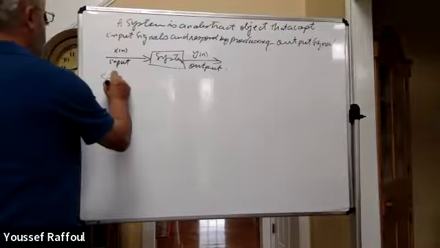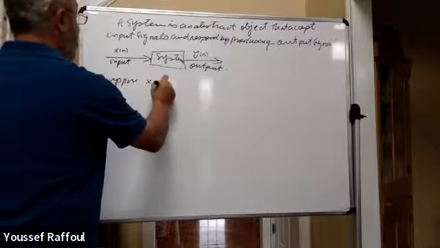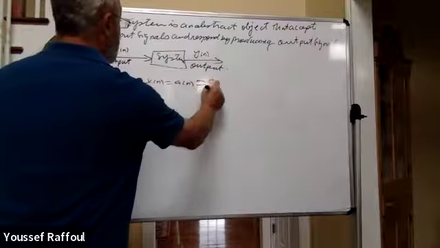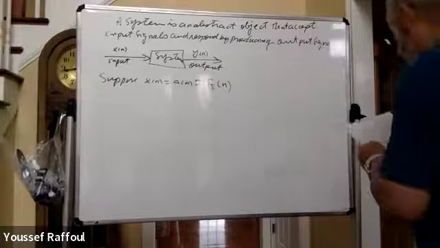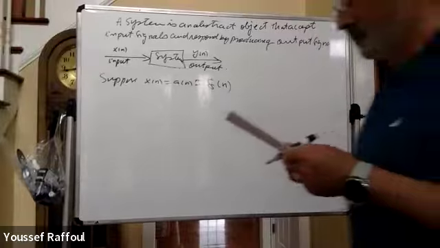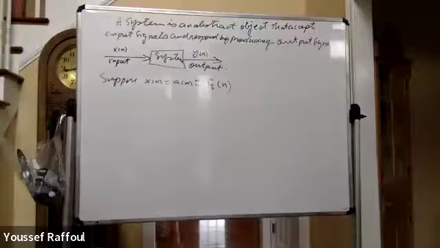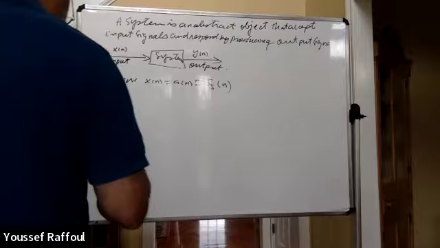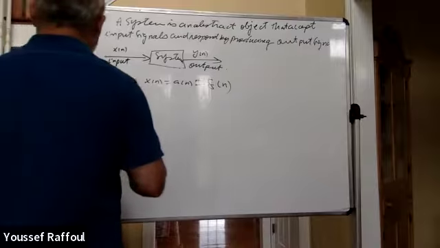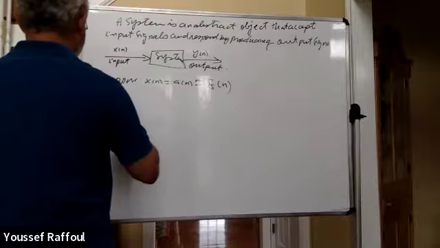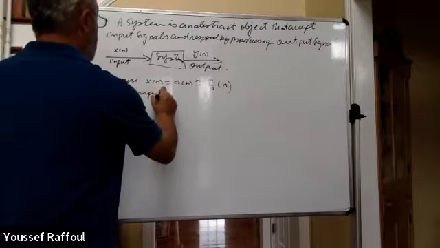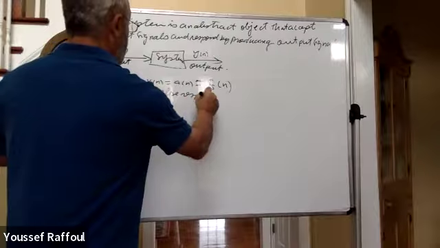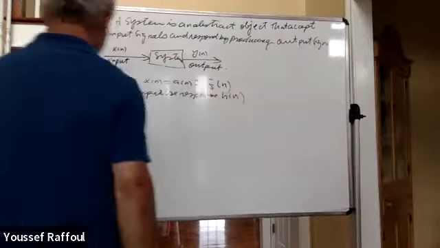Now suppose x(n) is equal to the impulse function delta(n). So we have the impulse response h(n). Okay?